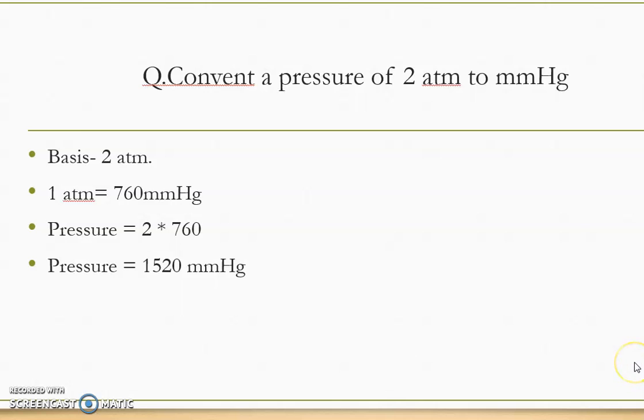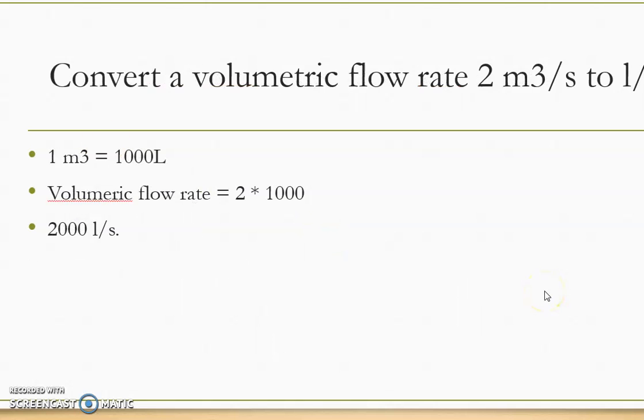Just for a trial, for understanding, we'll take one example. Convert a pressure of 2 atmosphere into mm of Hg. As I told you, we know that 1 atmosphere is nothing but 760 mm of Hg. So the pressure is going to be 2 times 760, which is nothing but 1520 mm of Hg. So that's how you can convert atmosphere into mm of Hg.